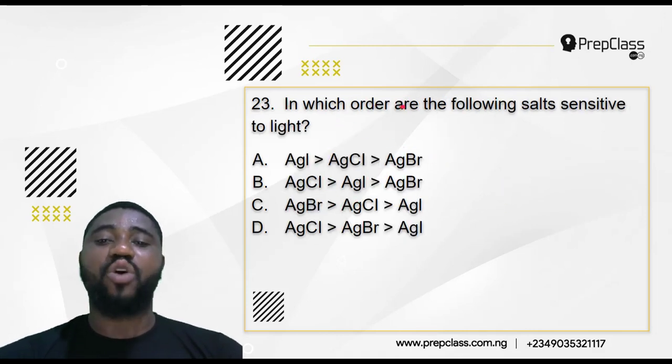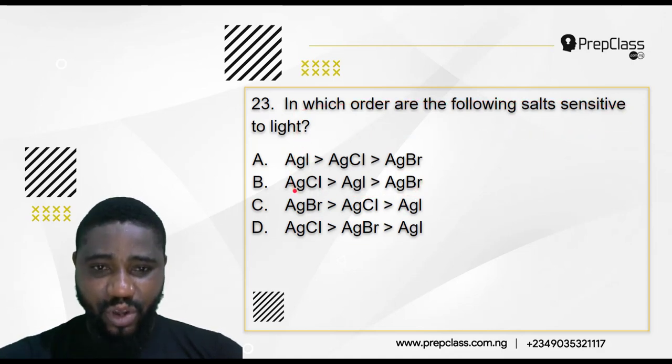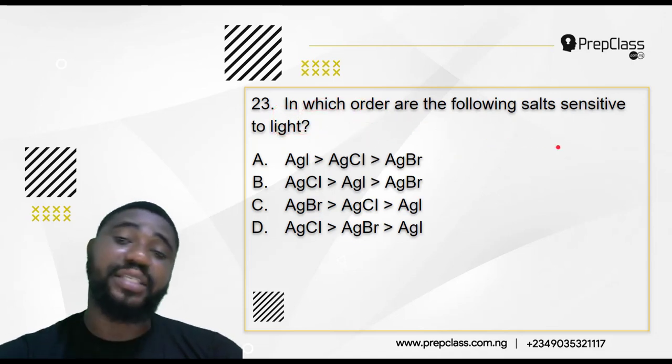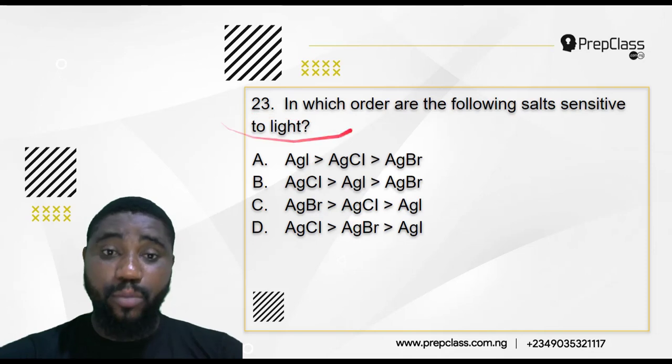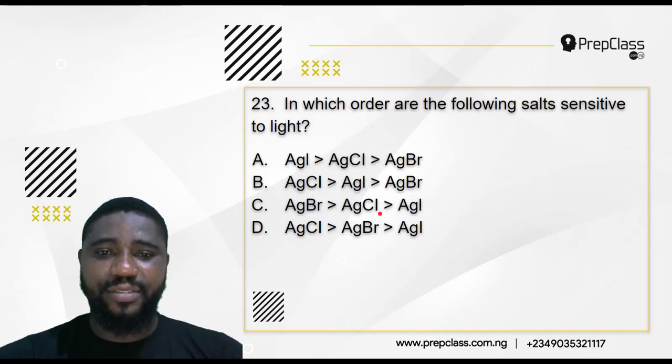23. In which order are the following salts sensitive to light? Is it silver iodide followed by silver chloride followed by silver bromide? In which order are they sensitive to light? We don't know if it is increasing or decreasing order. Okay, I'm going to use decreasing, from the most sensitive to the least sensitive. That's where I'll answer the question.